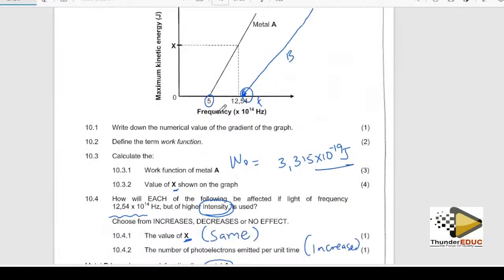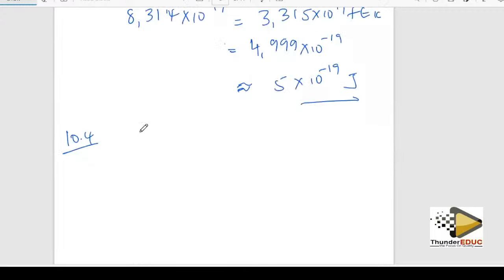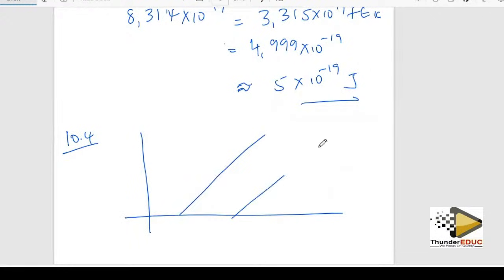So in your answer book, all you need to do is draw something like that and something like that. Call that A and call that B. This is the frequency of A, and this is the frequency of B. So guys, that's what we had to do, and that is what will be expected of us.